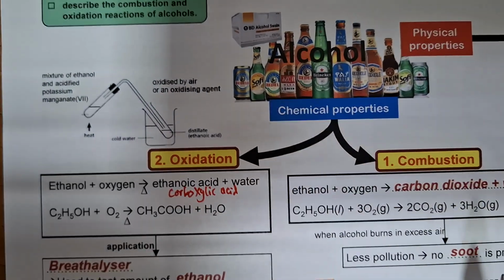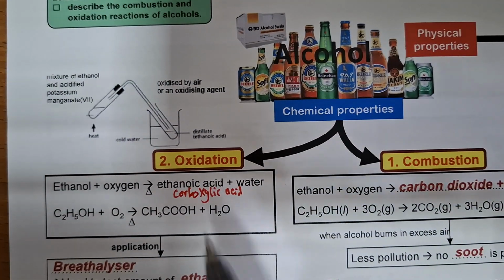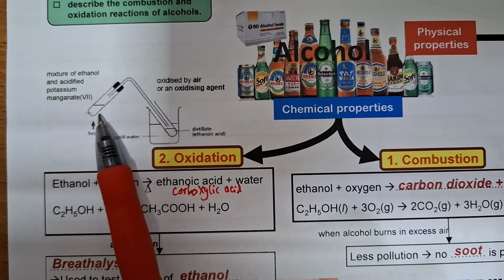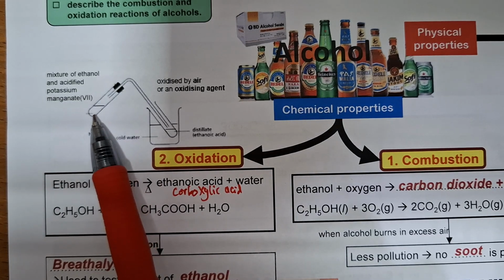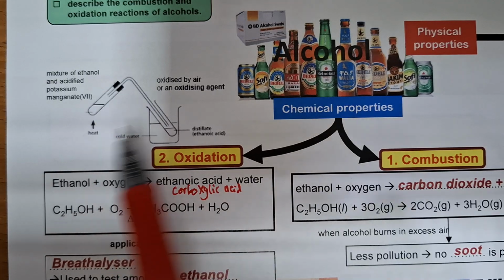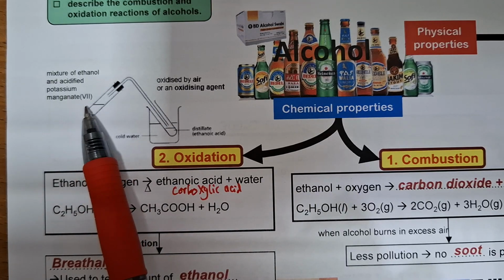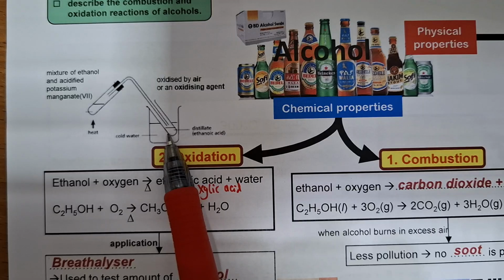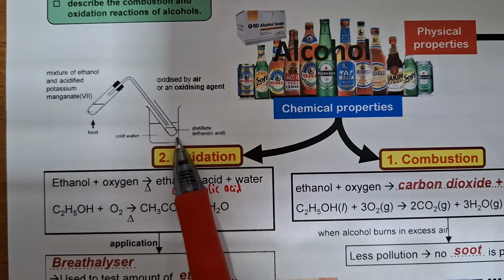In the lab, in order to simulate the oxidation of alcohol, usually we use an oxidizing agent. Of course, we can use oxygen in the air, but then the oxidation would be slow. By using acidified potassium manganate(VII), which is the oxidizing agent, the ethanol would be oxidized much faster.